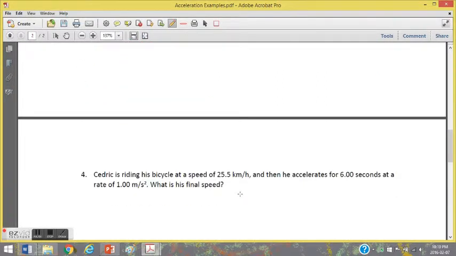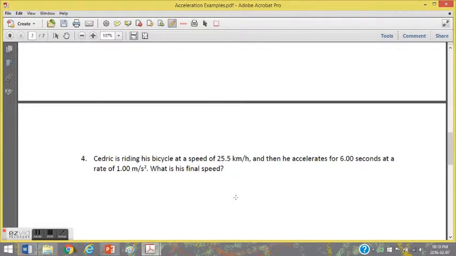Cedric is riding his bicycle at that speed. He accelerates for 6 seconds at a rate of that. What is his final speed? Oh, this is a little bit more tricky. We start with this. This is our V1, but it is in kilometers per hour. It needs to be in meters per second, so we need to switch that. However you'd like to look at it, multiplying by 1,000 and dividing by 3,600, or just divide by 3.6.